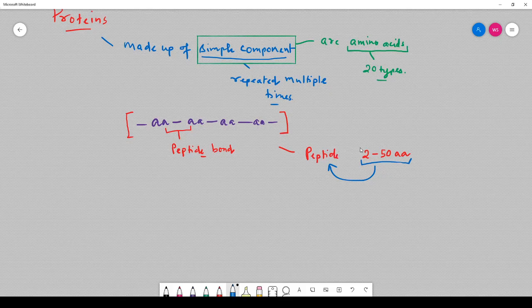So the simplest peptide would have 2 amino acids, because only 2 amino acids will be able to make a peptide bond. Okay. So based on the number of amino acids, and here each amino acid is called a residue. So now we have written this is a 4 residue peptide.